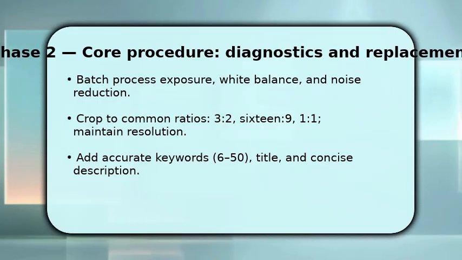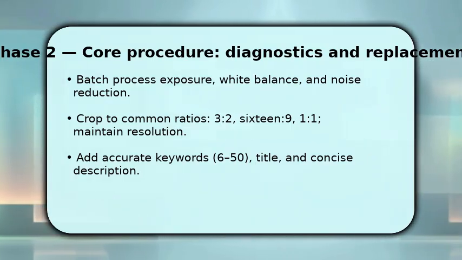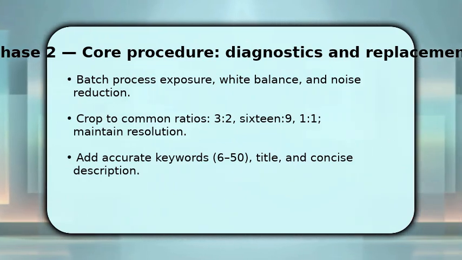Once images are finalized, add metadata. Write a clear title, concise description, and 6 to 50 targeted keywords. Prioritize primary subject and context. Make sure keywords are ordered by relevance, because that improves discoverability.